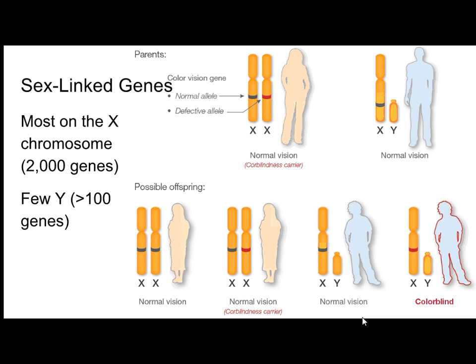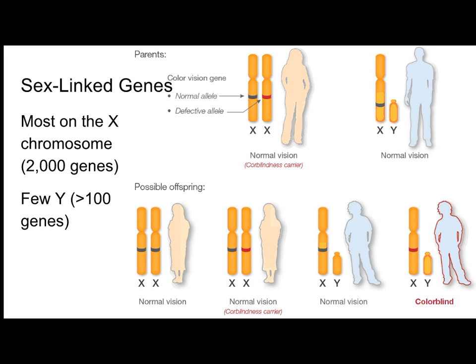There are certain genes that are called sex-linked because they are only on the X or only on the Y. Usually they're on the X. The Y chromosome is such a tiny little chromosome that there's not a lot of genes on there. The X chromosome has around 2,000 genes. The Y has less than 100. And since the Y chromosome is not necessary to be alive, women survive just fine without one, there's not a lot of genes on there of great importance.